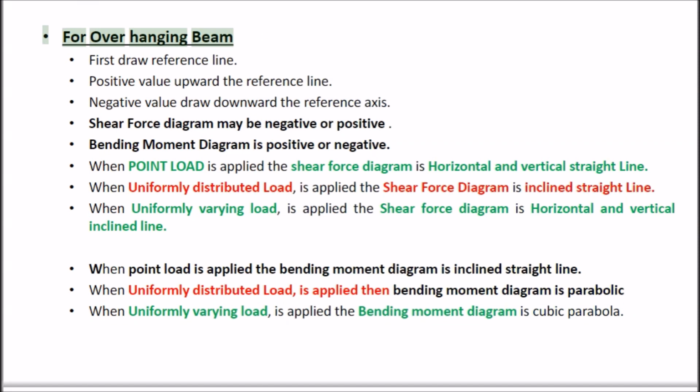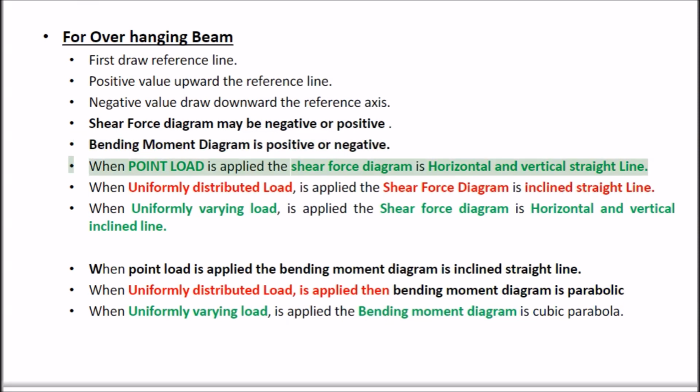For an overhanging beam. First, draw a reference line. Positive values are drawn upward from the reference line. Negative values are drawn downward from the reference axis. The shear force diagram may be negative or positive. The bending moment diagram is positive or negative.